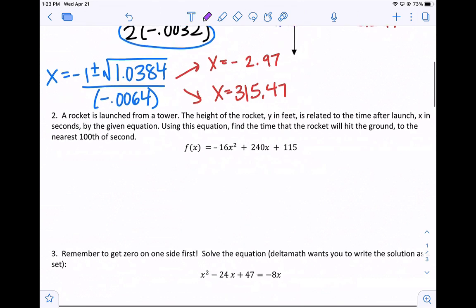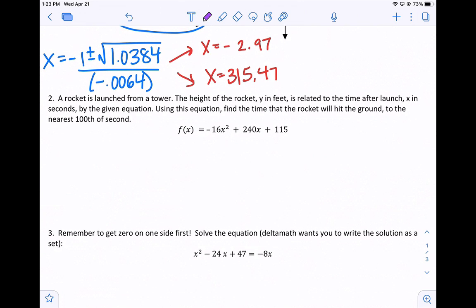Okay, let's take a look at number 2. A rocket is launched from a tower. The height of the rocket y in feet is related to the time after the launch x in seconds. So here our answer is feet, and the time here is in seconds. Using this equation, find the time that the rocket will hit the ground to the nearest hundredth of a second.